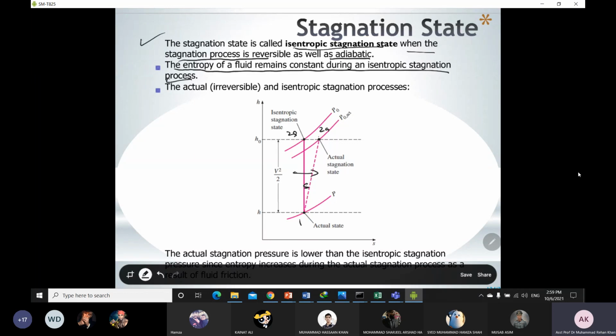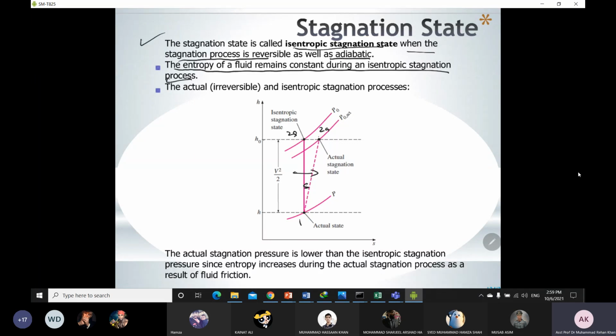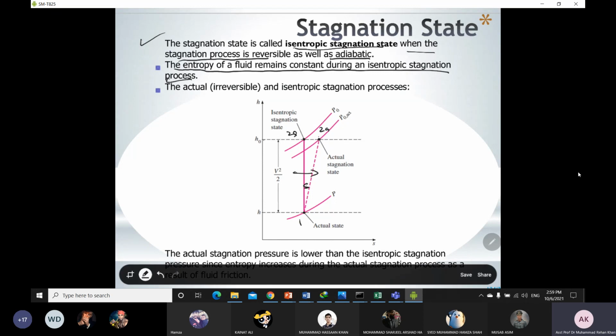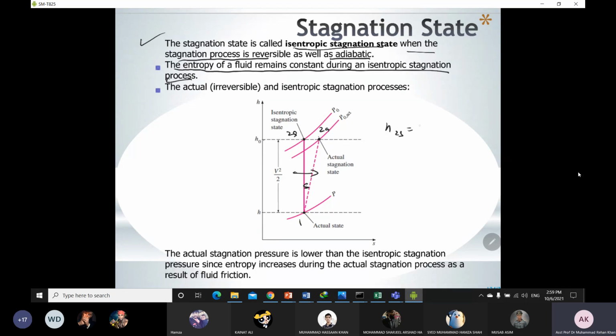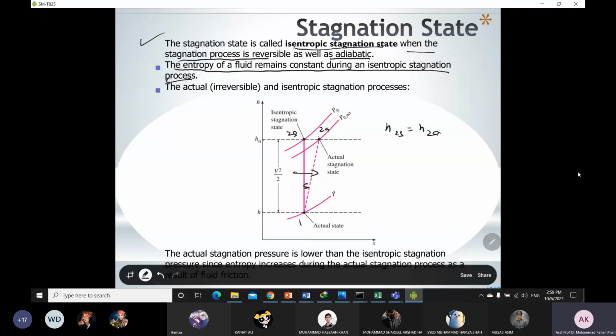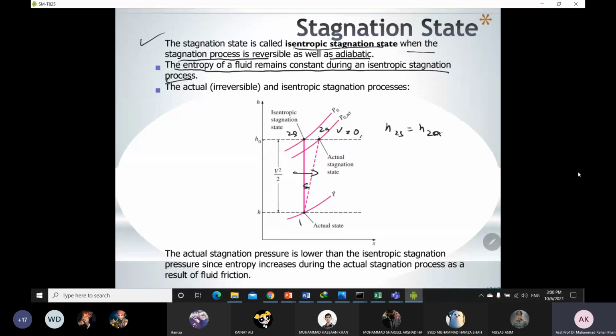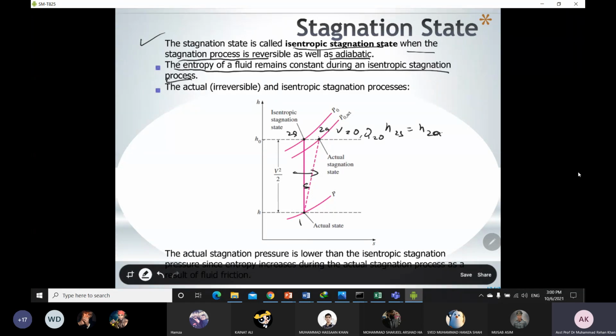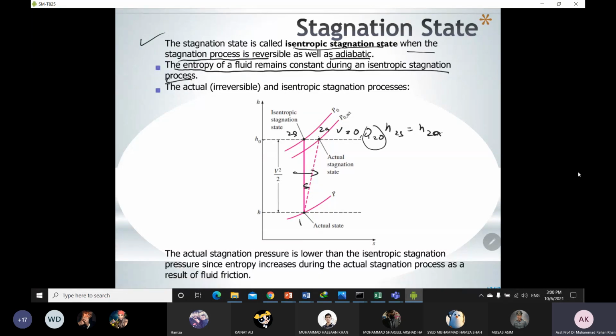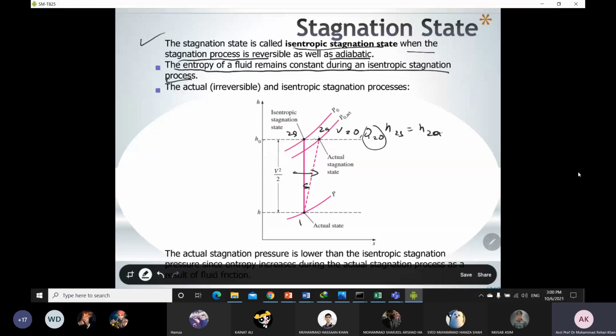However, if we note from the h-s diagram, the enthalpy at point 2s, the isentropic point, and the actual point is equal. So what is the reason behind it? Why are these two enthalpies equal? The reason is that the actual process is also adiabatic, because this is the stagnation point, which means the velocity is zero. So we can also say q is equal to zero, and we define the adiabatic process for both cases, isentropic and actual. If it were not adiabatic, then definitely the enthalpy would not be equal.